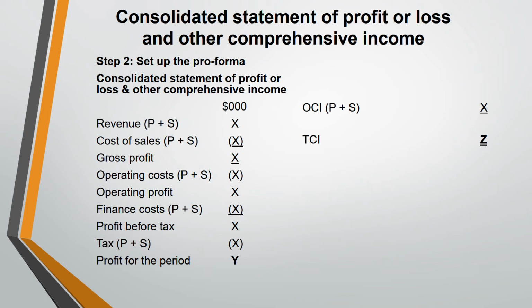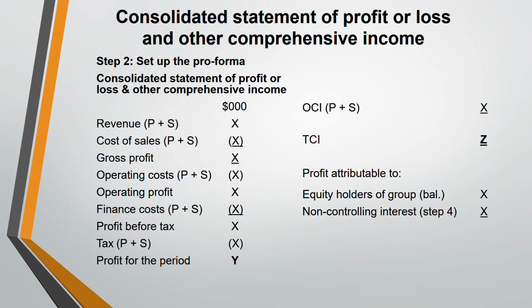So profit plus the OCI is TCI, which is known as Z. So Y, X, Z. Finally, you have to conclude it like this: profit attributable to equity holders and NCI. For equity holders, no need to do any working; it is the balancing figure. That means you only have to work out the NCI part. That is in step 4.